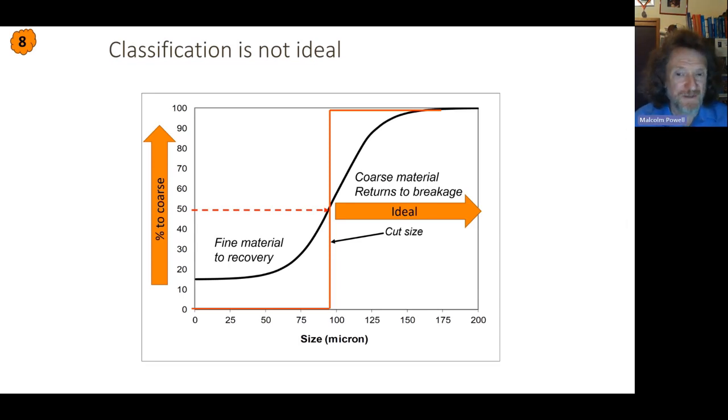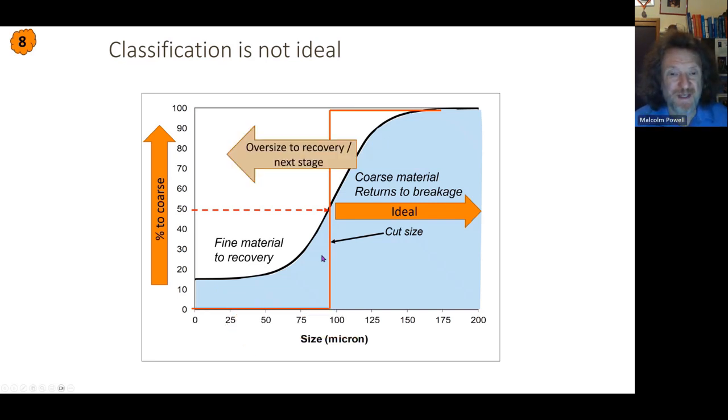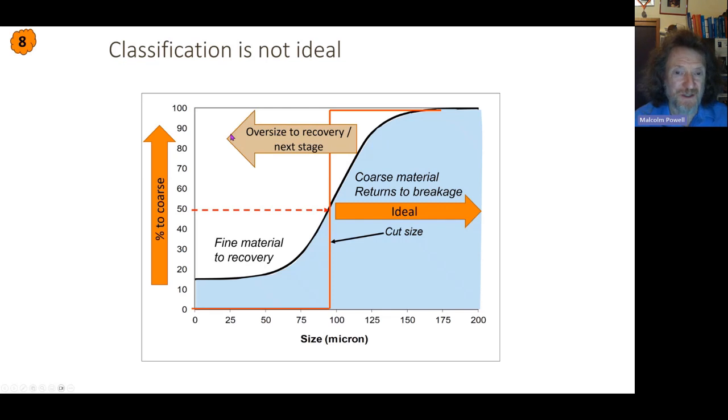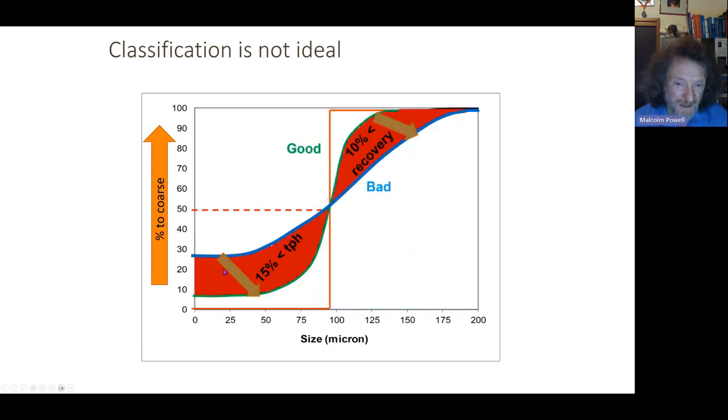Area 8, classification not ideal. So, ideal classification would be a straight line. Coarse goes back to the mill, fine goes off to your recovery, but the reality is it's a slope, and oversize goes into the next stage, into your recovery stage where it shouldn't, and the fine goes back to the mill. Overgrinding and lose capacity. So this fine stuff robs capacity. It doesn't go through for free. The mill does work on it and it gets finer.